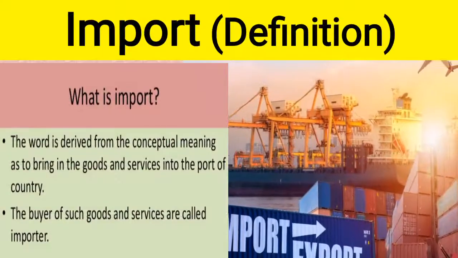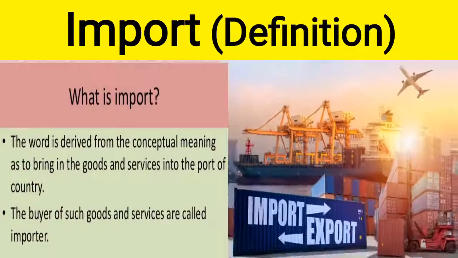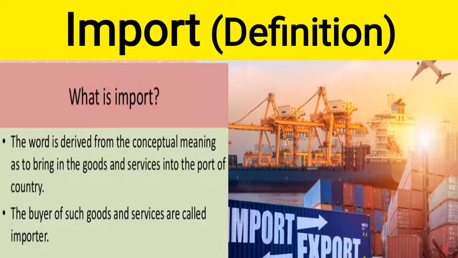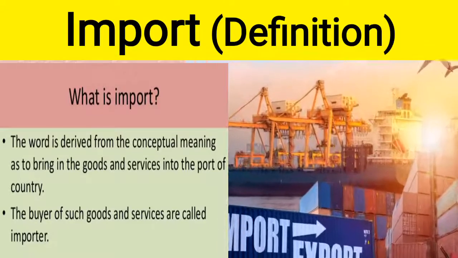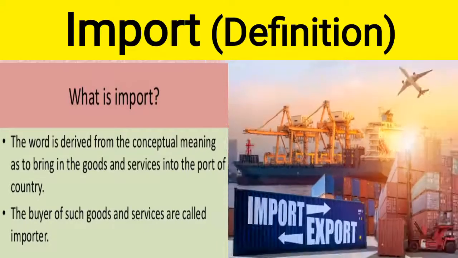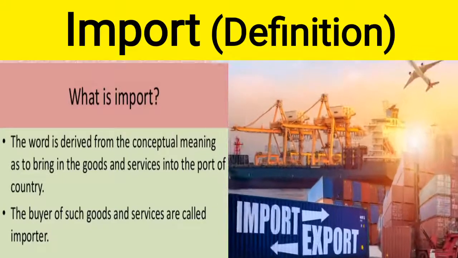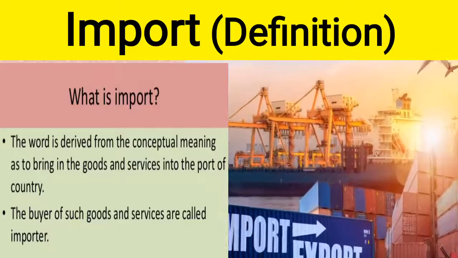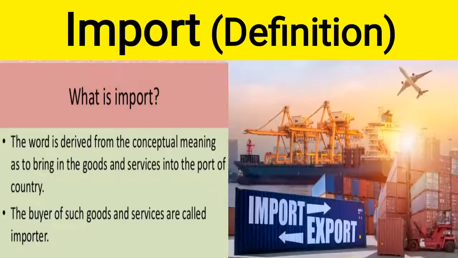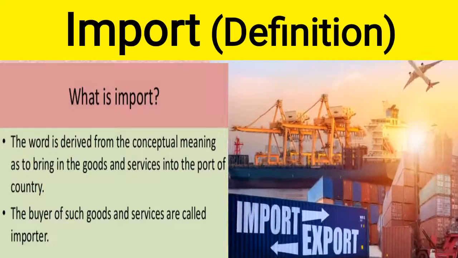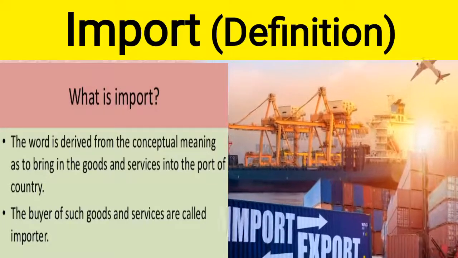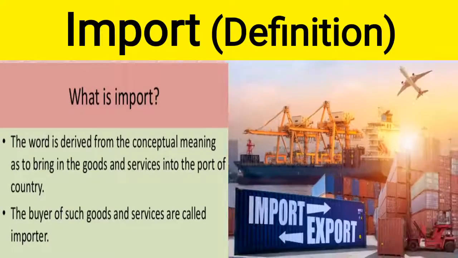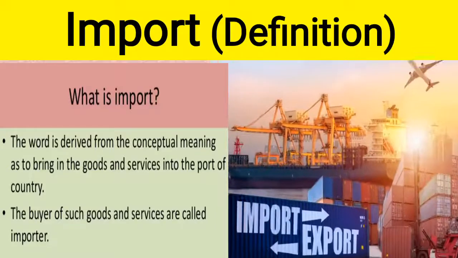Well, grade 3, goods move among countries in two ways, and these two ways are called imports and exports, right? So let's discuss import. The word import is derived from the concept of bringing goods and services into the port of a country, and the buyers of such goods and services are called importers. Goods that we buy from other countries are called imports. Understand? So let's revise the definition: goods which we buy from other countries are called imports of any country.